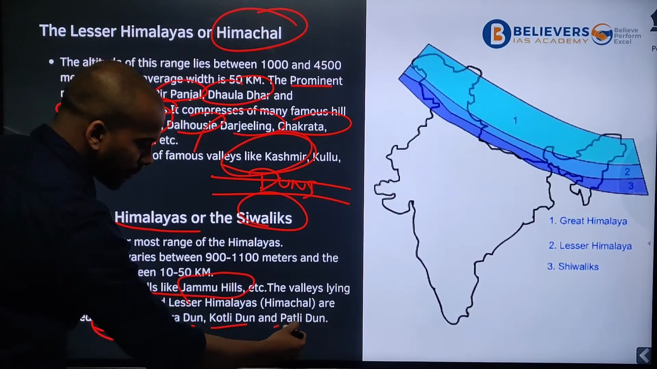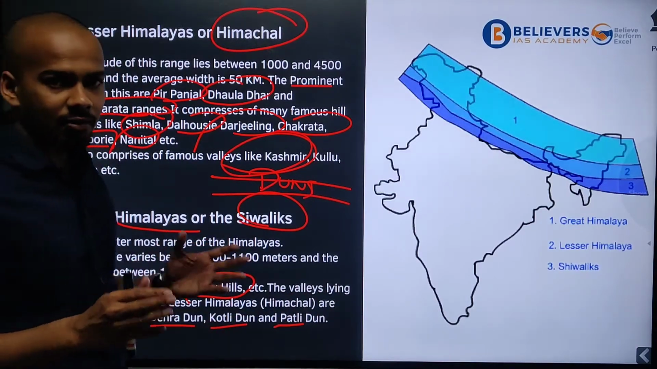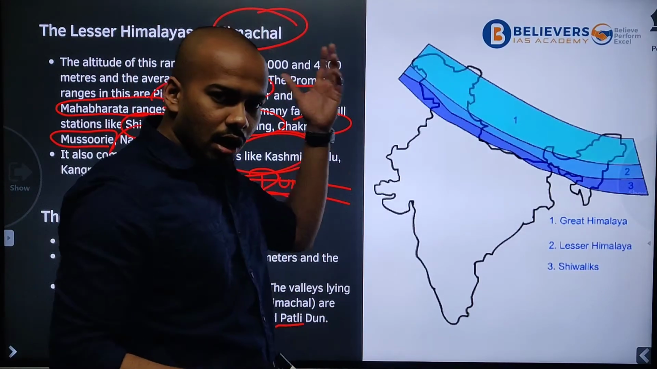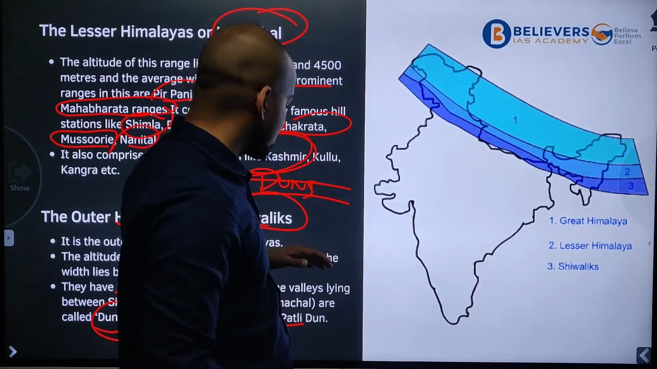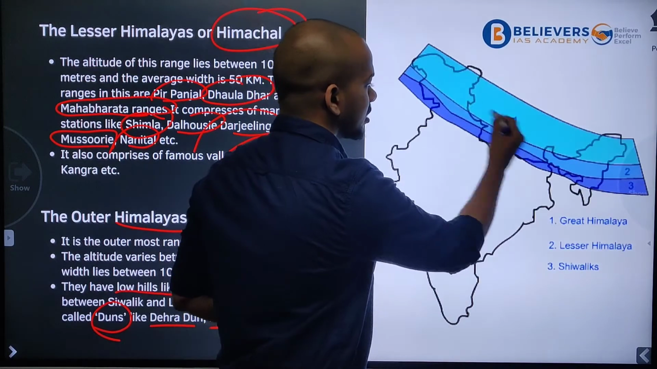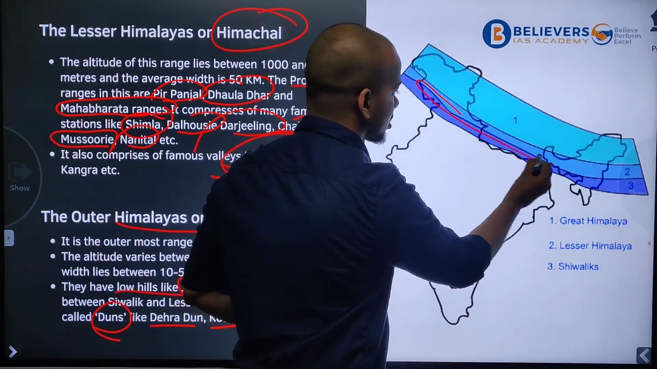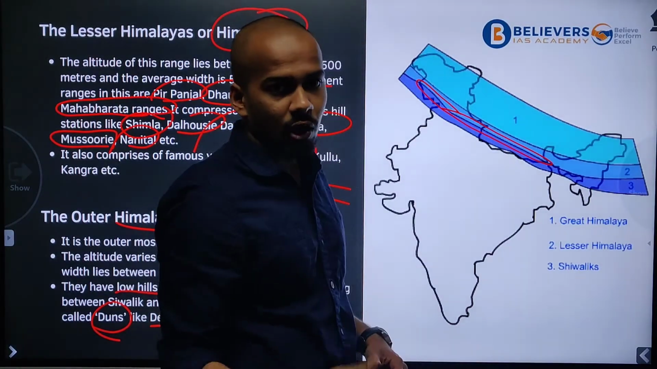Dehradun, Kotli Dune, Patli Dune, these areas you might have recognized, right, these names. So this is the area that's between the Himachal and also the Shivalik. So in this area, if this is Himachal and this is Shivalik, the in-between valley is called as dunes.